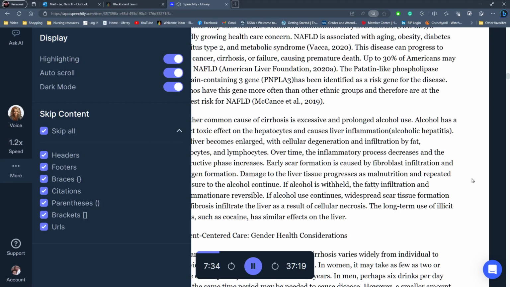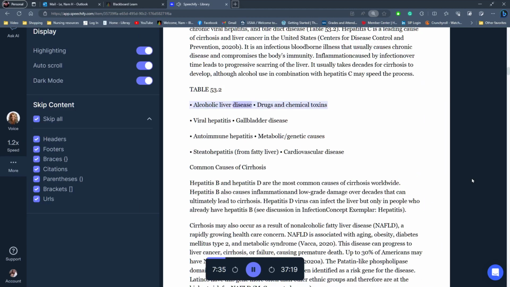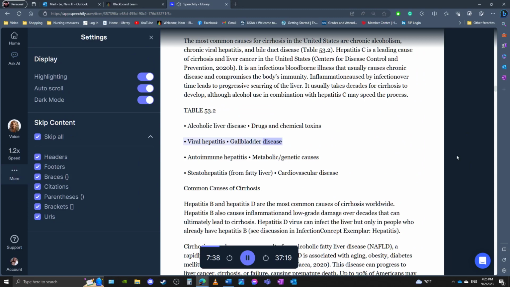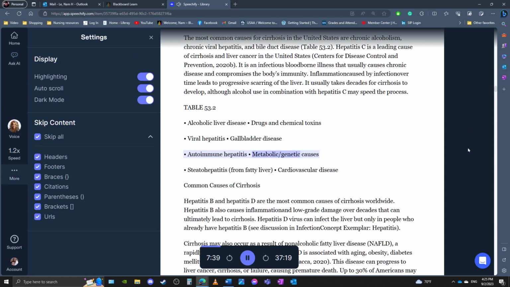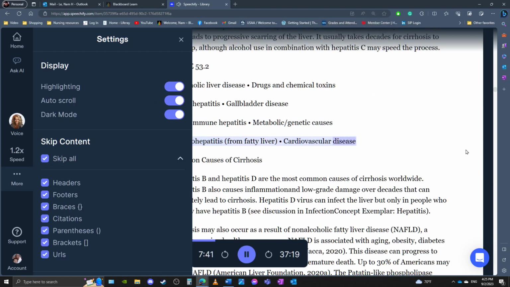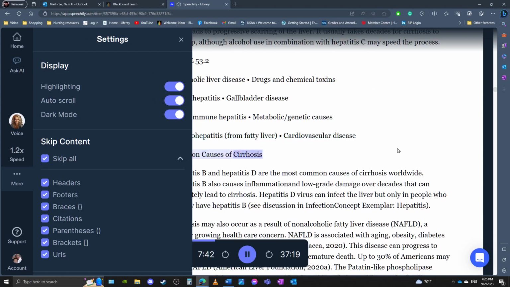Table 53.2. Common causes of cirrhosis: alcoholic liver disease, drugs and chemical toxins, viral hepatitis, gallbladder disease, autoimmune hepatitis, metabolic/genetic causes, steatohepatitis, cardiovascular disease.